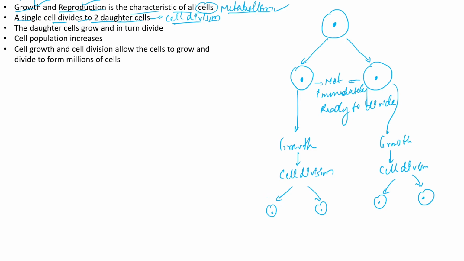So here we have mentioned that the daughter cells actually grow for a certain period of time. The growth mainly includes the accumulation of nutrients. Ultimately nutrients are required, right? The nutrients may be in the form of proteins.